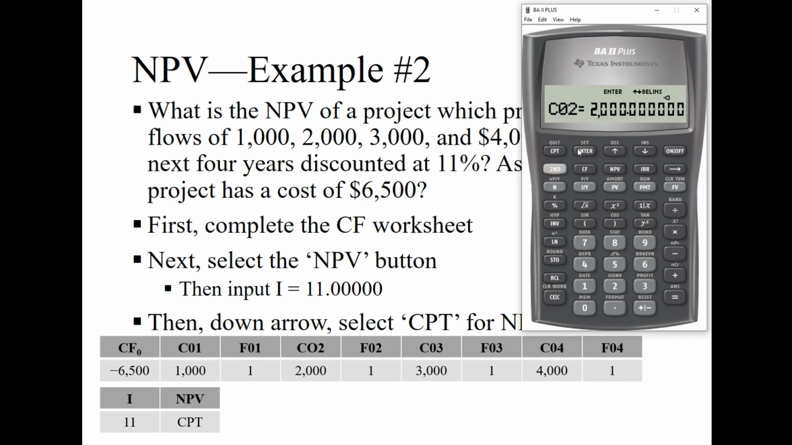I'm going to continue with our cash flows at time 3 and 4, which are 3,000 and 4,000 respectively, with a frequency of 1 for both of them.